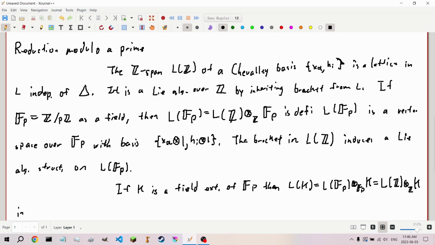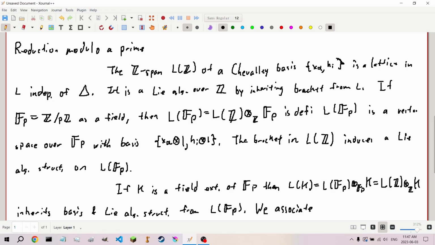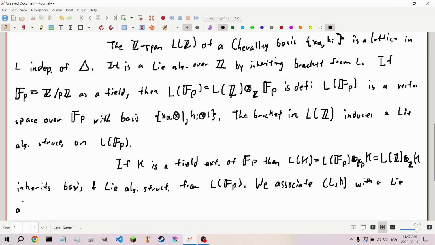And this inherits, inherits is not two words, this inherits a basis and Lie algebra structure from L of the finite field over P of P. And thus we associate with a pair, K, with a Lie algebra over K, K with a structure resembling that of L.